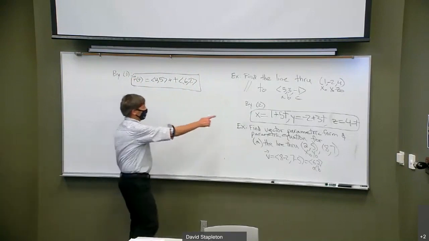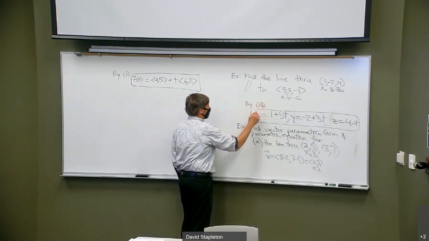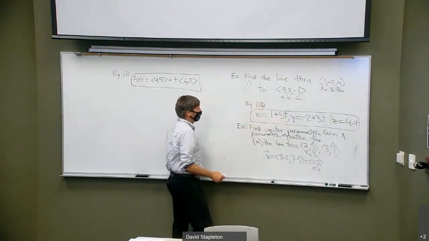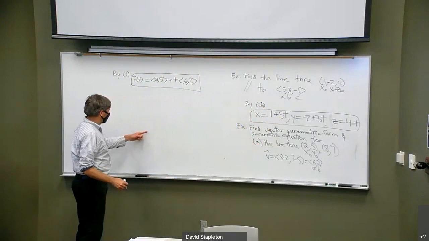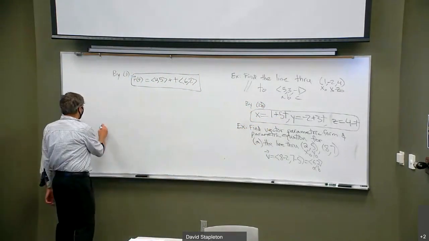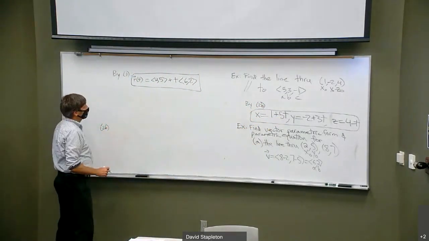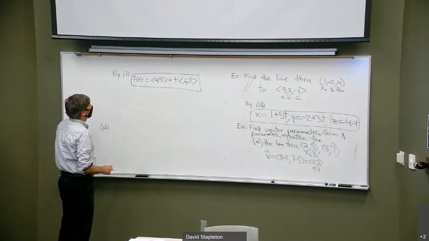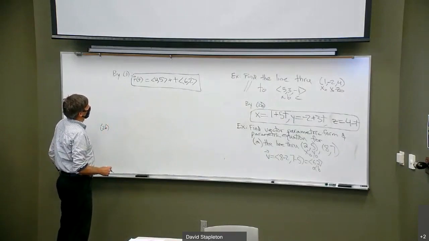You know, I called this 2. I guess it was 2B over here, wasn't it? It was the three-dimensional case. I call this 2B. I hope I gave it 2B, the three-dimensional. All right. So there's the vector parametric form.